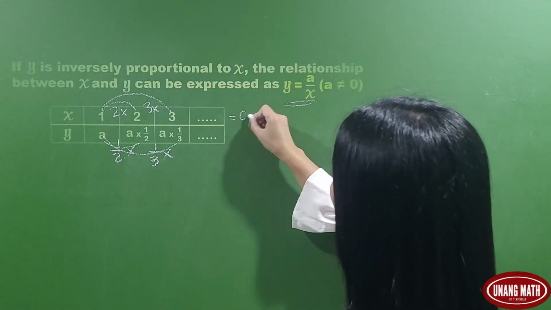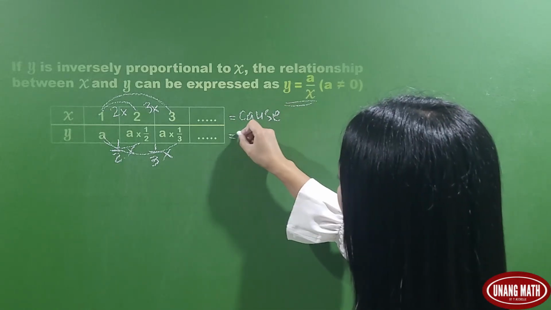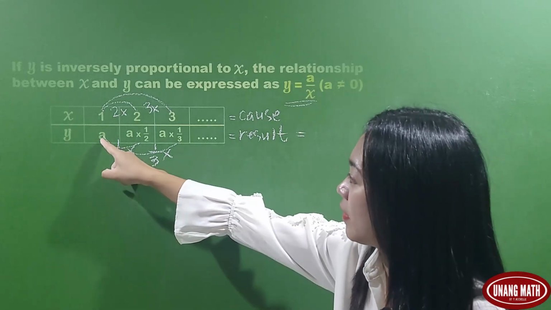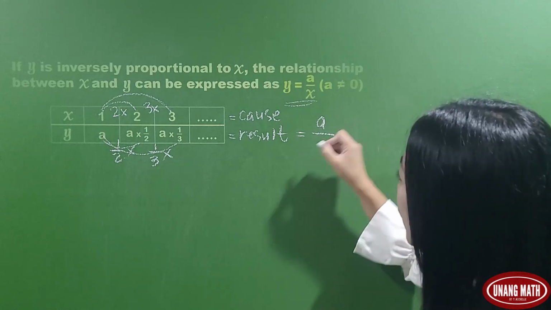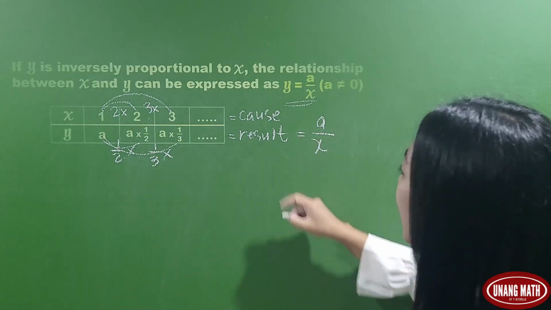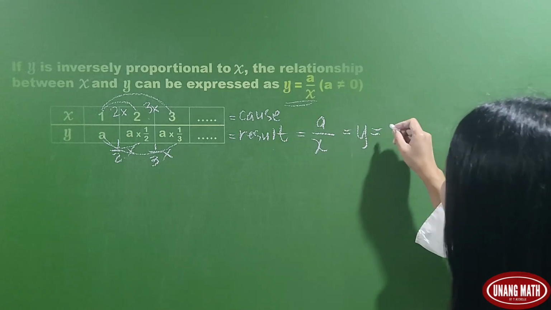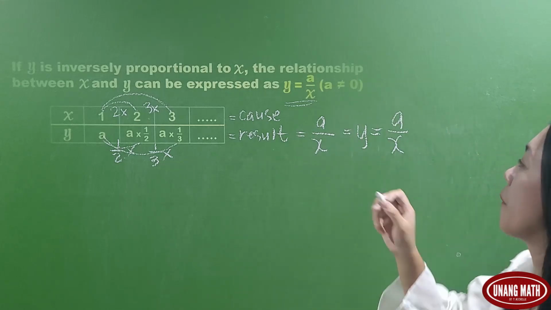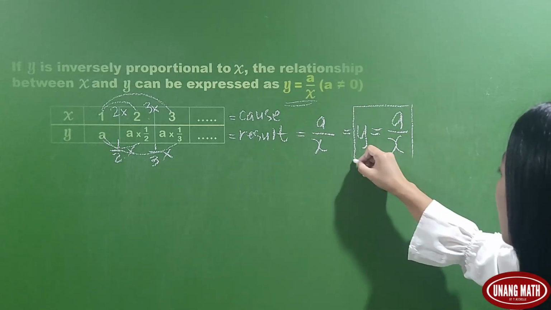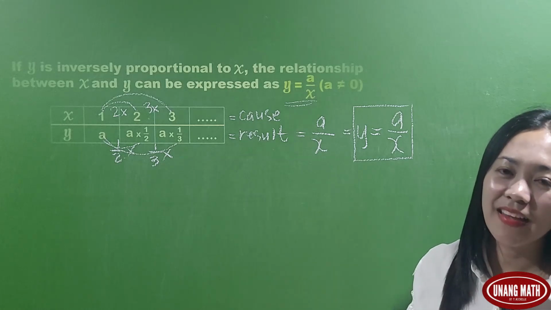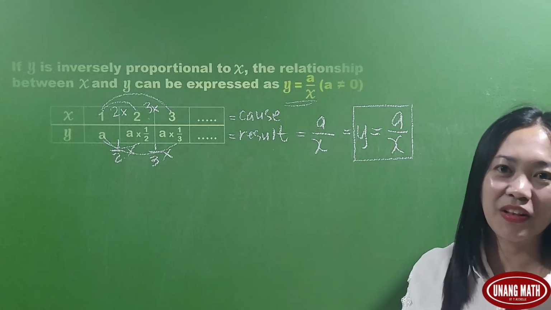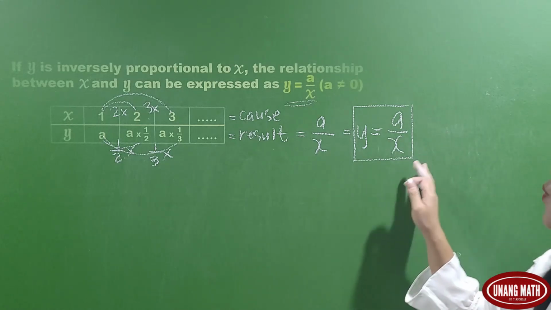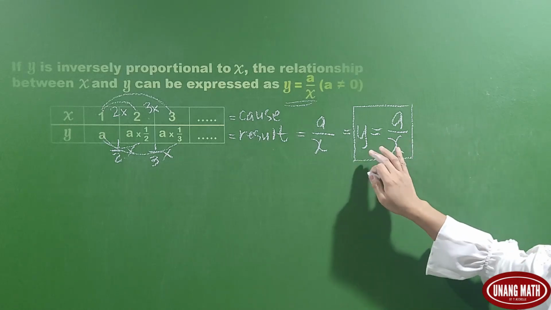This is the cause, and the y quantity is our result. So to find the result, what we have to do is a over x. And this is y is equal to a over x, and a should not be equal to 0. This equation means that the two quantities are inversely proportional. There is another equation aside from y is equal to a over x, and we will derive that equation from this equation.